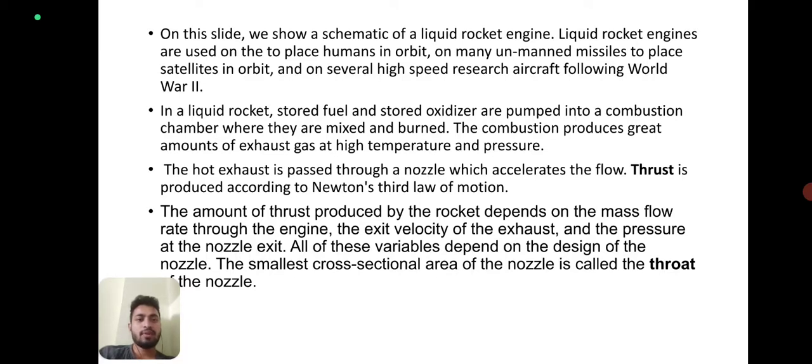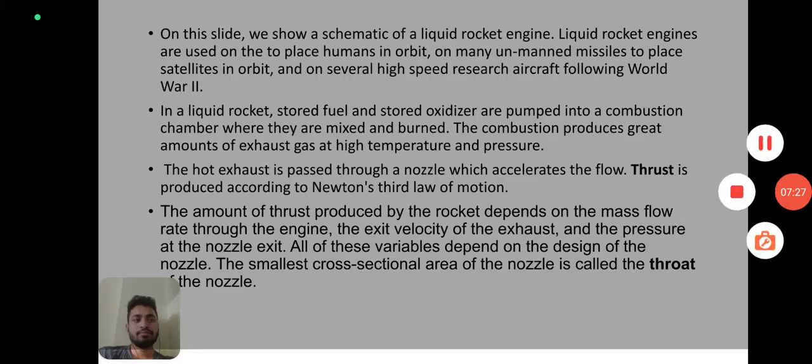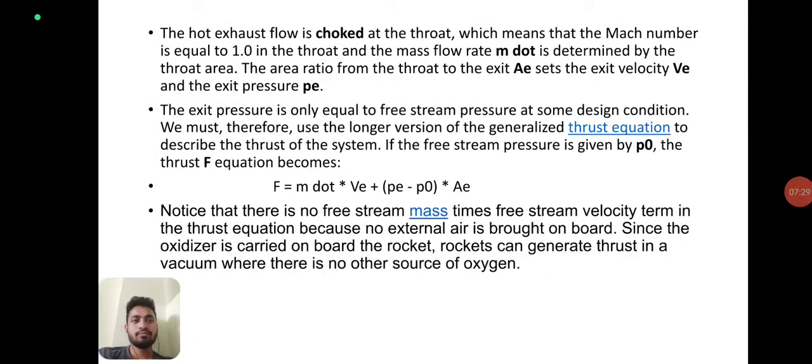The amount of thrust produced by the rocket depends on the mass flow rate through the engine, the exit velocity of the exhaust, and the pressure at the nozzle exit. All of these variables depend on the design of the nozzle. The smallest cross-sectional area of the nozzle is called the throat of the nozzle. The hot exhaust flow is choked at the throat, which means that the Mach number is equal to 1 in the throat, and the mass flow rate m dot is determined by the throat area.